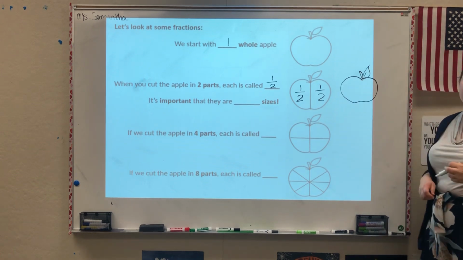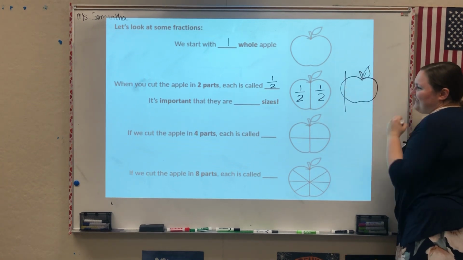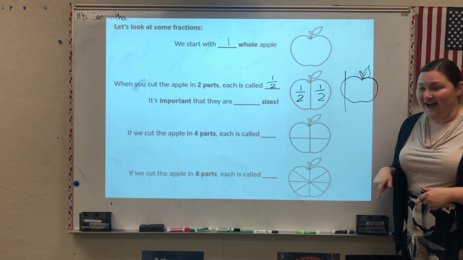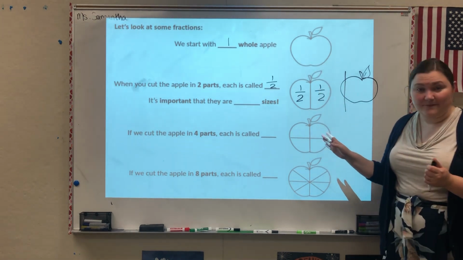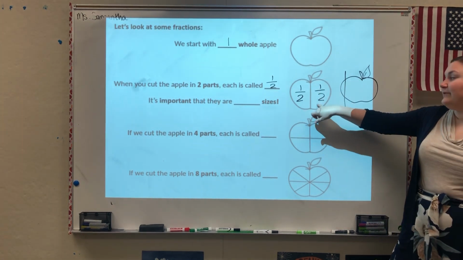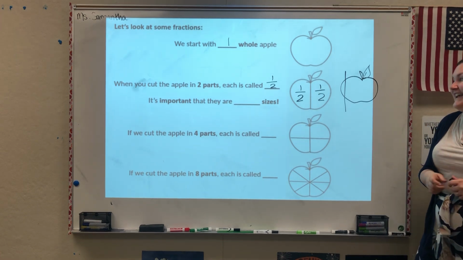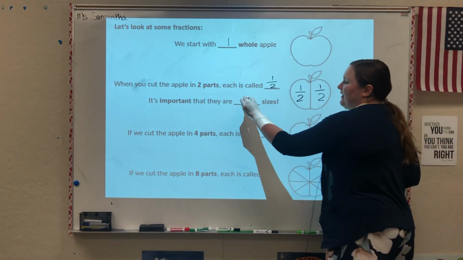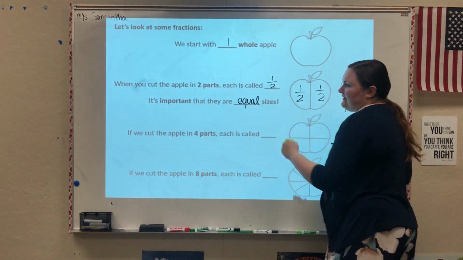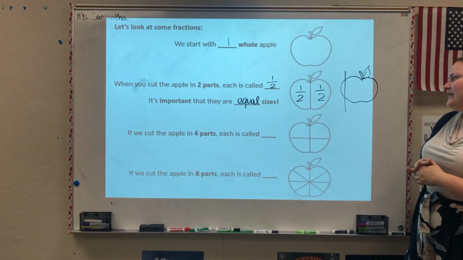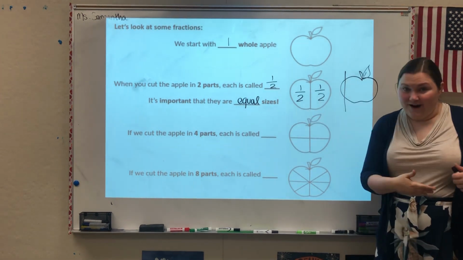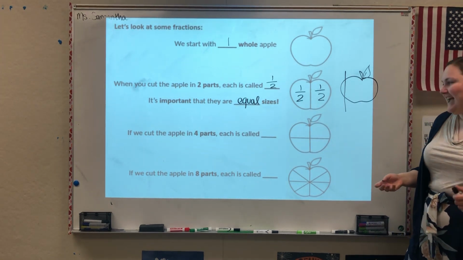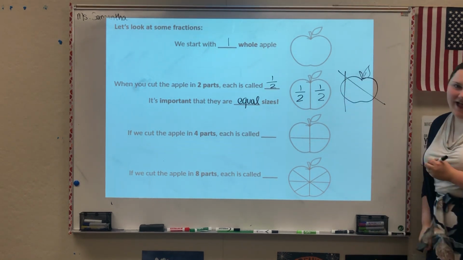Now, if I took that same apple and I cut it like this, what would you call each of those? Well, you wouldn't call them a half because it's not down the middle like this one. One of the things we're really going to want to emphasize when you're talking about fractions is that it's important that those two parts are equal sizes. If you have a half, or other fractions, all those parts in your apple or your shape need to be the same size. So something like this would not be a half.